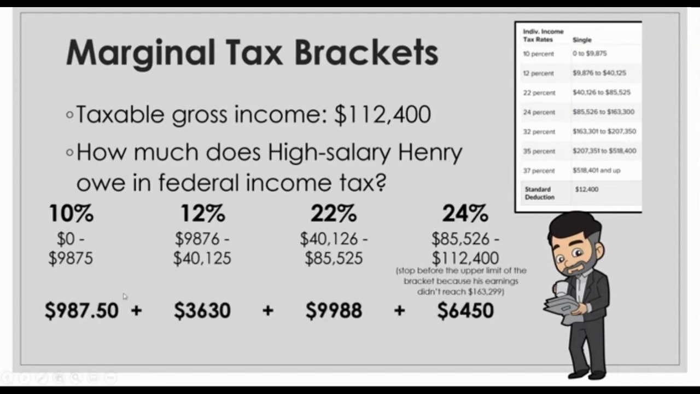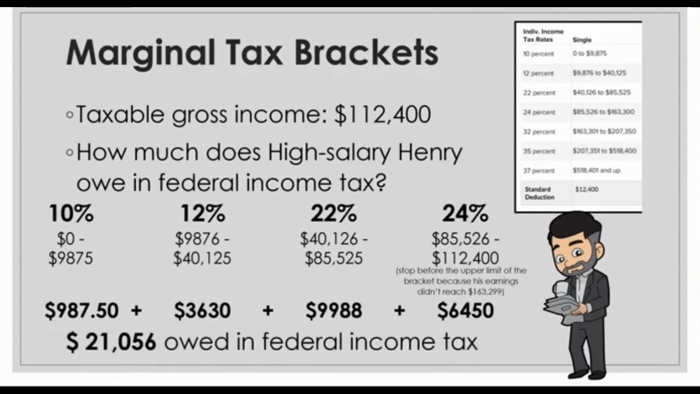$987.50 would be the 10% of that range. 12% of this range is $36.30. 22% of this range is $99.88. 24% of that range is $64.50. Overall, if we add those up, we get a total of $21,055.50. But we round tax dollars to the nearest full dollar, so we would actually have to round up to $21,056.